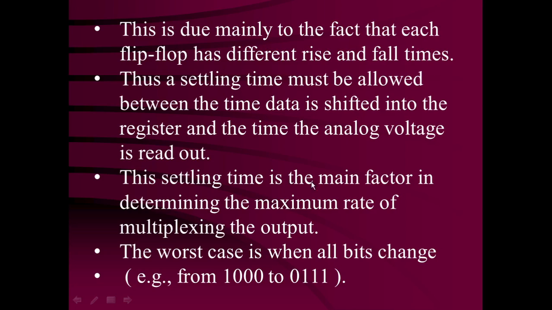This settling time is the main factor that determines the maximum rate at which you can multiplex the output. The worst case is when all bits are changing, like 1000 to 0111. So here each bit is changing, it has a different propagation time for each flip-flop output, and hence you have to wait for more time.